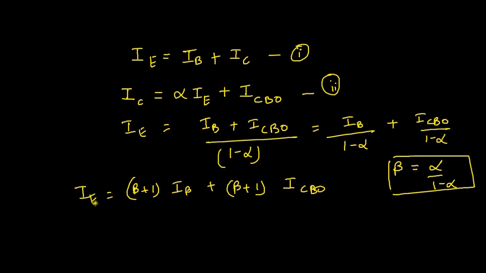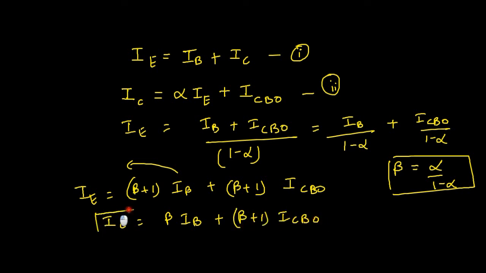In order to get IC, just subtract IB from equation 1. So, (beta plus 1) IB minus IB, bring this IB over here, and we get the collector current IC, which is nothing but beta IB plus (beta plus 1) ICBO. So as you can see, this leakage current has been amplified by beta plus 1.